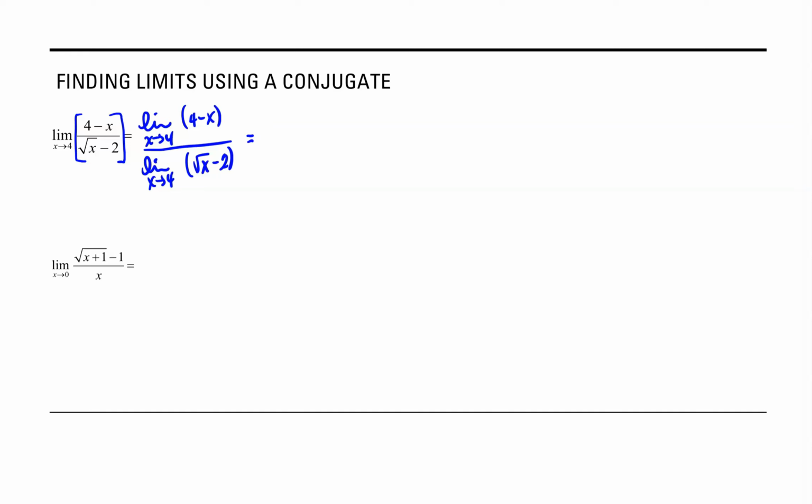Well, as x approaches 4, 4 minus x will approach 4 minus 4. And as x approaches 4, square root of x minus 2 will approach square root of 4 minus 2. Numerator simplifies to 0. Denominator simplifies to 0 as well. So we have an indeterminate form.